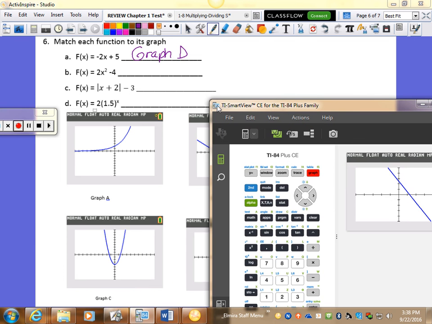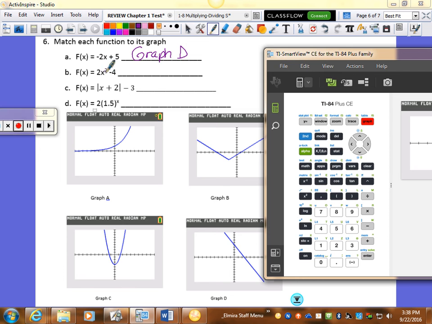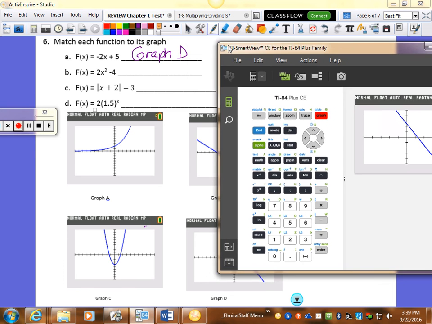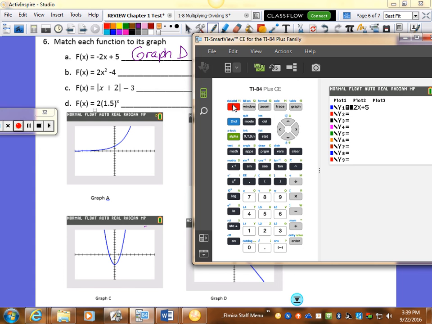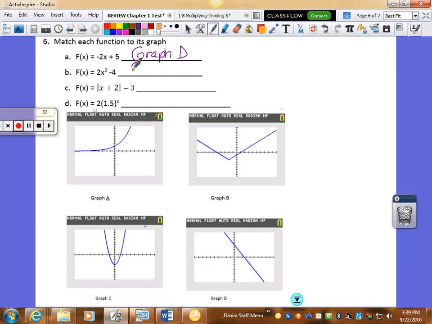Okay, the next one has an exponent of 2. So you may recognize, oh, exponent of 2, that's quadratic. So graph C is the quadratic graph right here. Okay, well, if you don't, no biggie. Y equals, clear it out, 2x squared minus 4. Okay, that matches graph C just by looking at the picture.